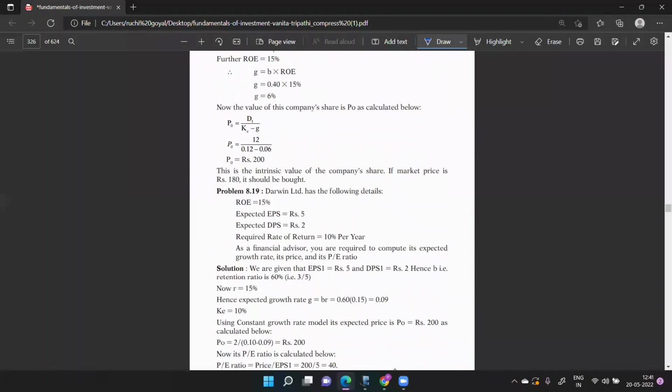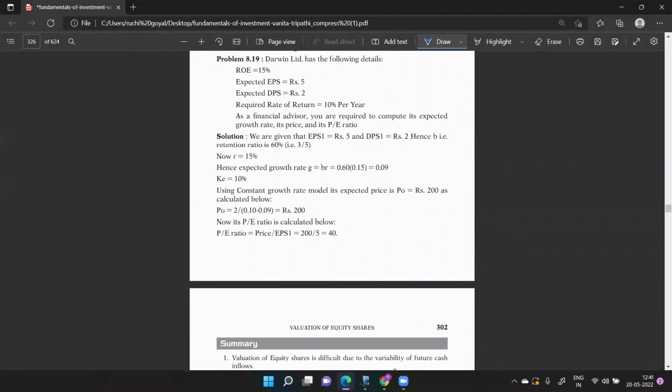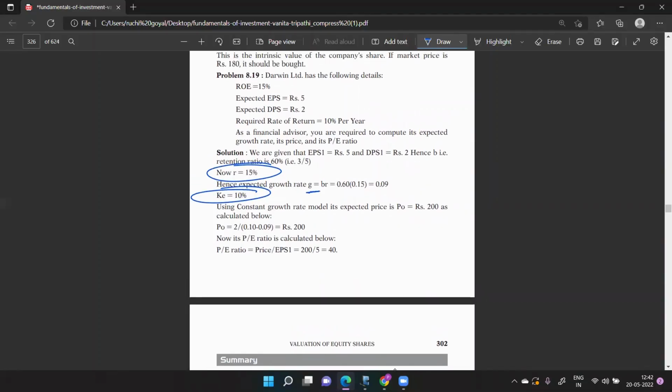See, R is 15%, ठीक है. G is equal to BR. See, KE is equal to 10%, ठीक है. Now, this is coming out to be, wait, yeah. Hence, B is equal to 60%. That is the retention ratio that we have calculated.